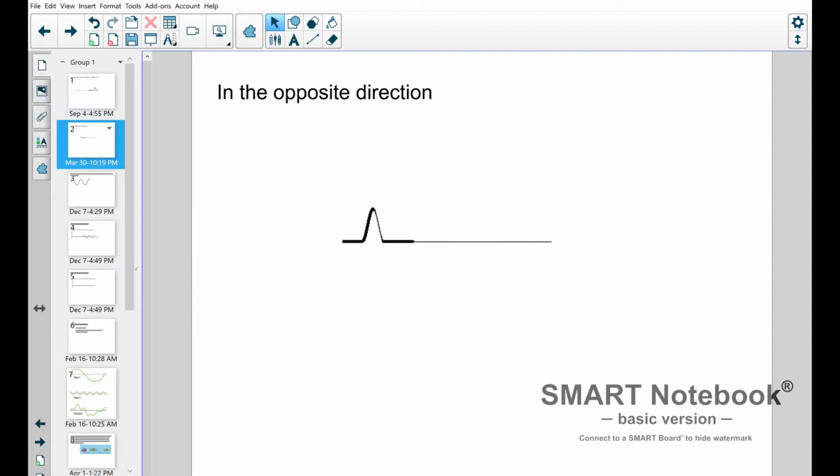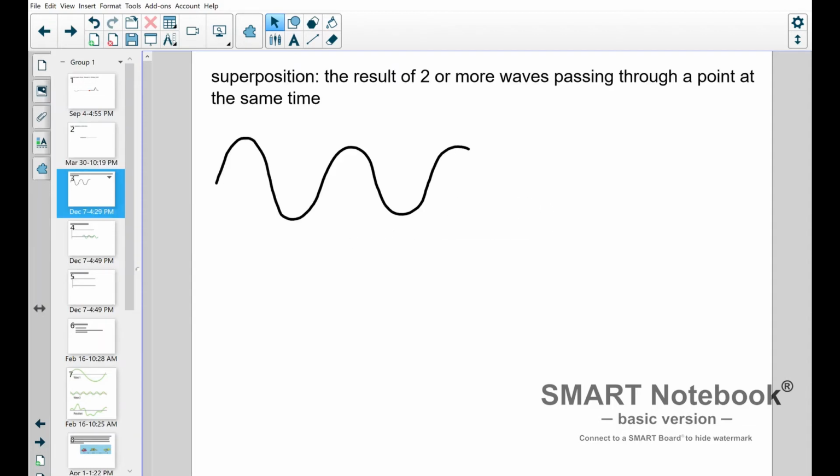So we're looking today at a principle called superposition, which is the result of two or more waves passing through the same point at the same time. So just like how the simulation let us add individual pulses to demonstrate constructive and destructive interference, the same is going to apply to waves as a whole. And this is the principle of superposition, that I have two individual waves that, because they're passing through the same point at the same time, are going to interfere with each other just like the pulses did.